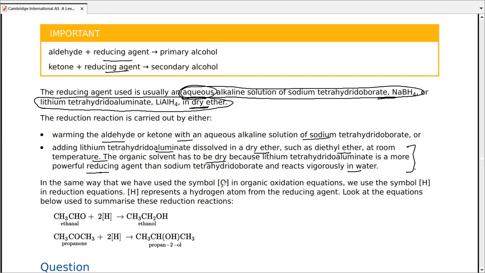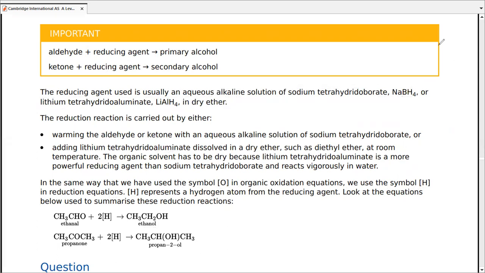Now, since we have been using the O symbol in oxidation equations, we can use the H symbol in reduction equations. We did the same in the previous chapter, chapter number 17. So you can see ethanal being converted into ethanol and propanone being converted into propan-2-ol, the secondary alcohol. Hopefully it clarifies the idea.